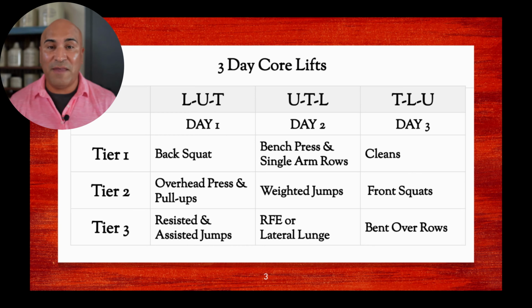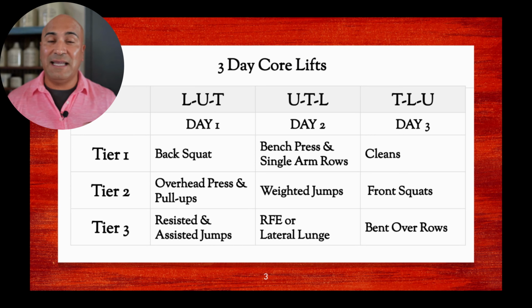Okay, so we'll kind of go over that and how I put it together here. So you can see over on the left section where it says the different tiers are your tier one, tier two, and tier three. Remember, your tier one is your priority lift. So you can go across and see what our priority lifts are for each day. So for day one, our priority lift is the back squat. For day two, our priority lift is the bench press and single arm rows, okay?